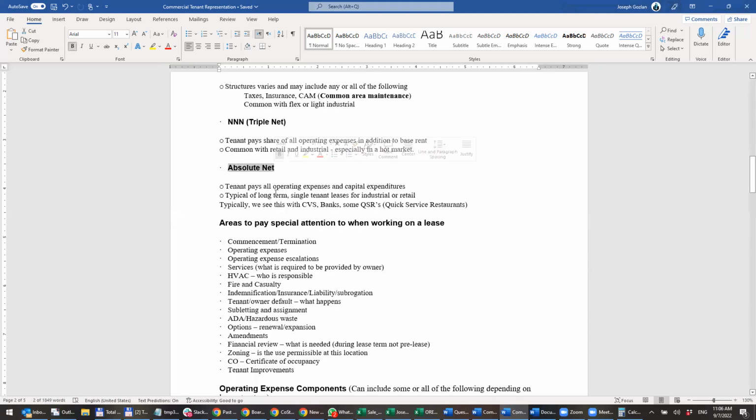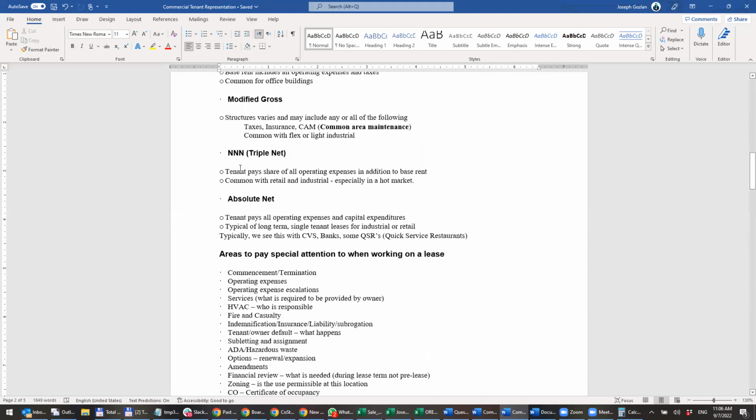Absolute net comes down to... Sorry, Joseph, yes, I lost you on this one. I wasn't paying attention. The triple net represents what? The maintenance, the taxes, property taxes, and the insurance.